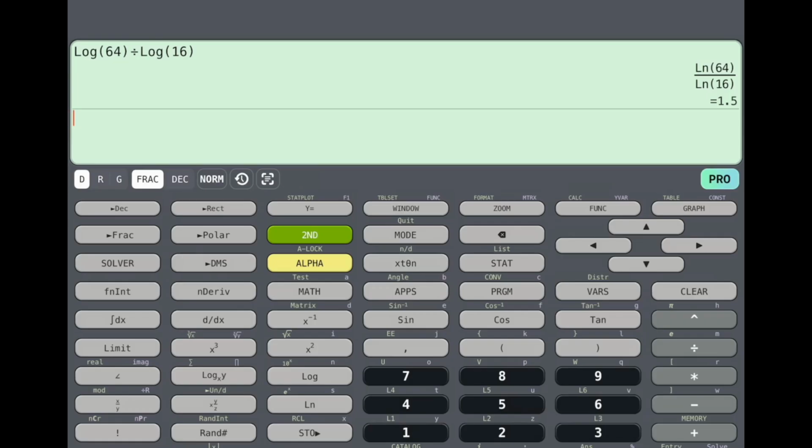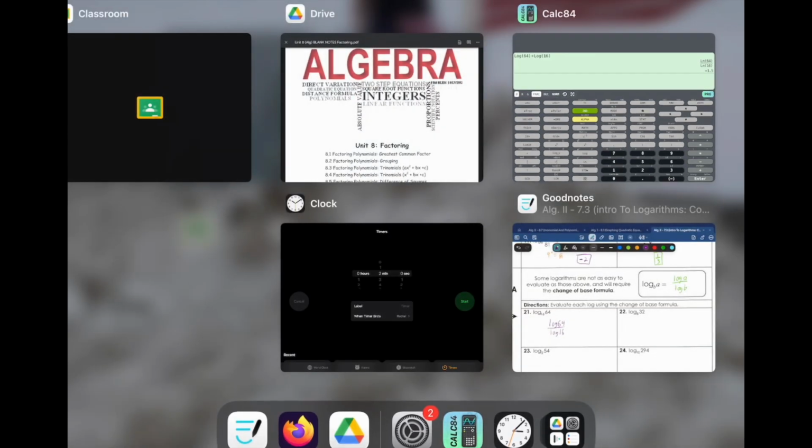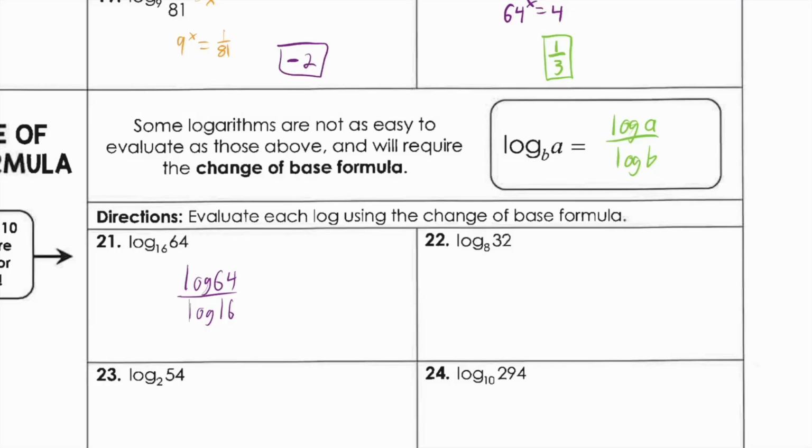And once again, ignore the ln, 64, all of that stuff. Instead, just look at the 1.5. That's what we need to be concerned about. And that would be our answer, because 16 to the power of 1.5, or 3 halves, would do the trick. And so this simplifies to 1.5, which is our answer.